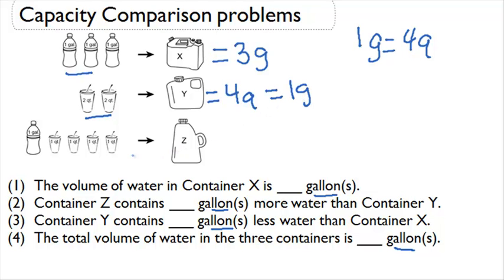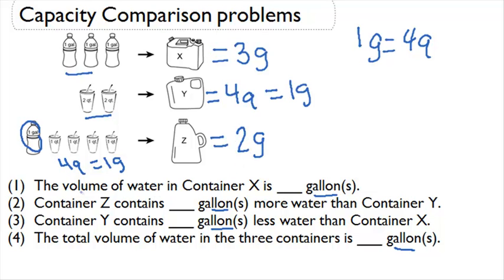How about container Z? I have 1 gallon, and then I also have some quarts here. How many quarts? Well, I have 4 here. If I have 4 quarts and I go back to my formula again, I can see that 4 quarts is equal to 1 gallon. So I have 1 gallon, plus I have another gallon here. So I'm going to write that container Z can hold 2 gallons.